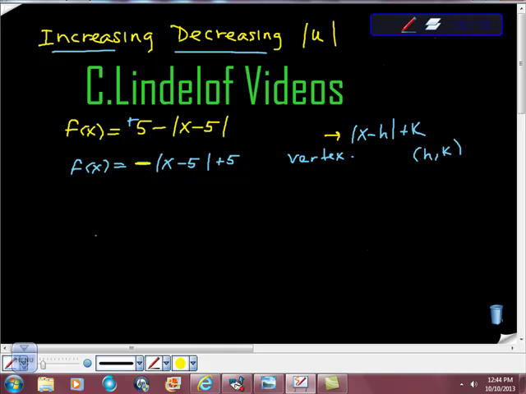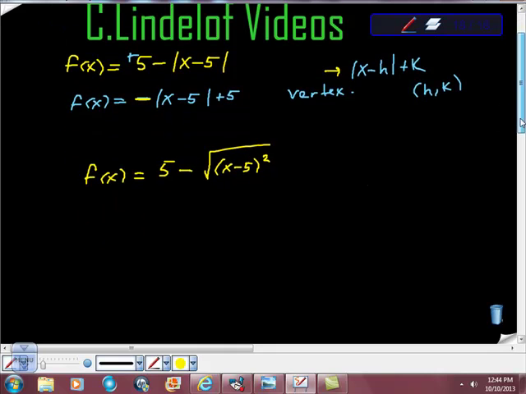I can rewrite this function. I can say f of x is equal to 5 minus the square root of (x minus 5) squared. Now I know what you're going to want to do. You're going to want to actually cancel these two things out, and they do. However, what you will get here, if you do it this way, is that you'll always get a positive number. So I'm asking you to look at it this way, and let's see if we can take the derivative using the chain rule. So I'm going to rewrite again.